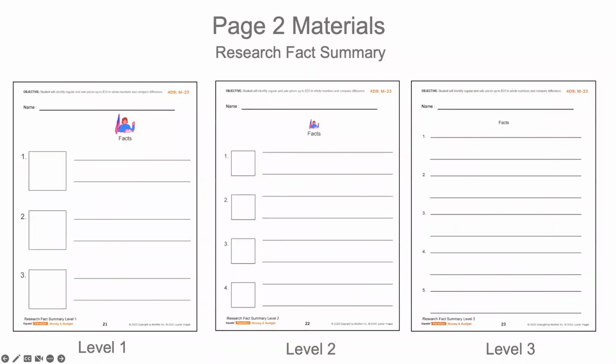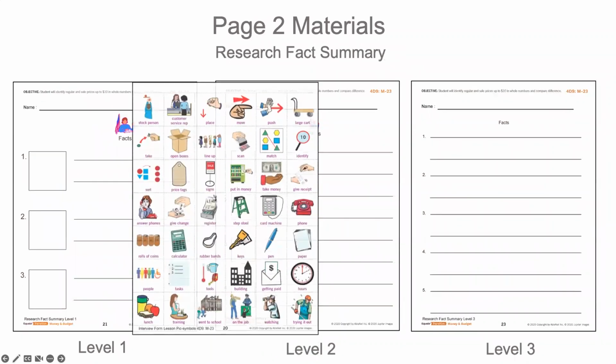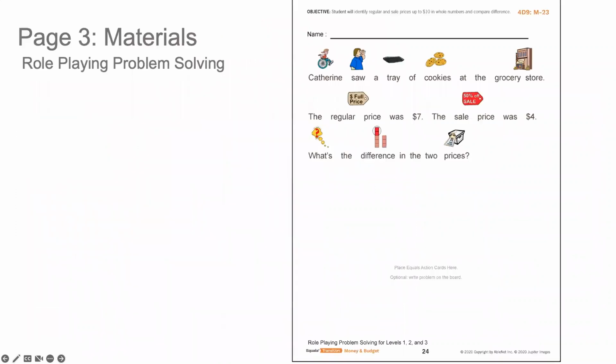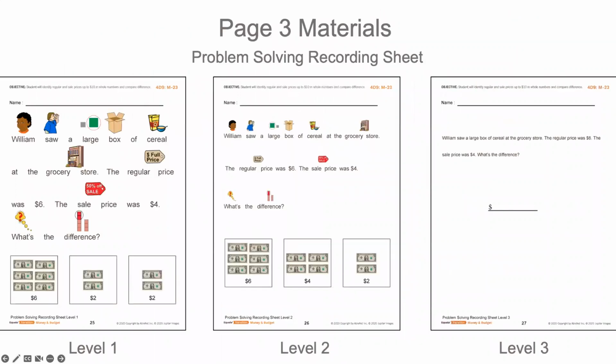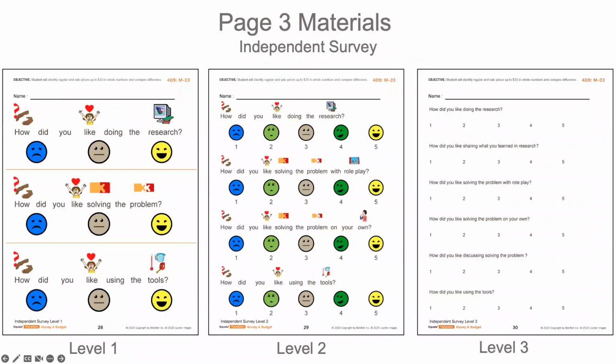Leveled research fact and summary pages, also with pick symbols included. And problem-solving materials include the role play problem-solving page, as well as problem-solving recording worksheets. And finally, there's an independent survey. Lesson activities will clearly list which materials are needed for each activity.